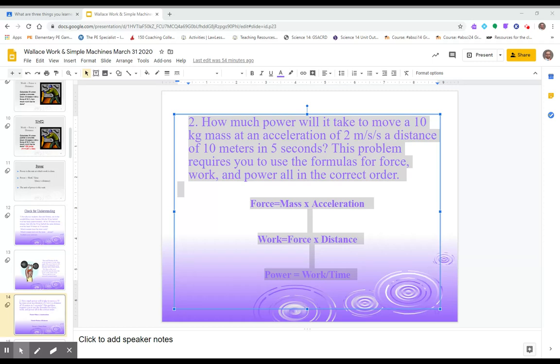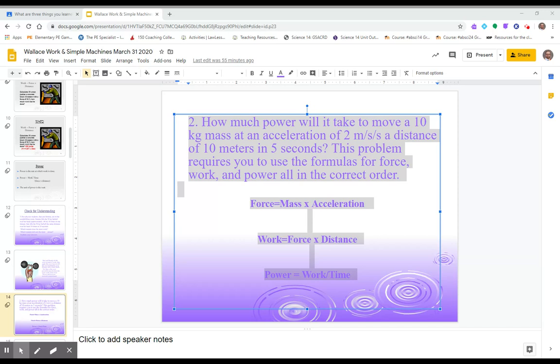Now, what do I have to find next? We're looking for power. Well, power is next listed here, but I need force and a distance to find my work to even get power. So I need to find my work next. I'm going to switch my pen color just so we can follow along with our steps. Force is in black, work in blue, and power in green.